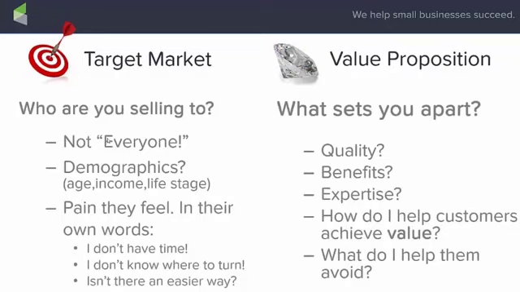Lovely. Can you afford to market to everyone? Because if you can, lovely. You're Coca-Cola. Lovely. The world is your oyster. But that's not the case. You cannot afford to market to everyone, and so we must get targeted. Okay? And I don't just mean demographically. Okay? Age, income, life stage.